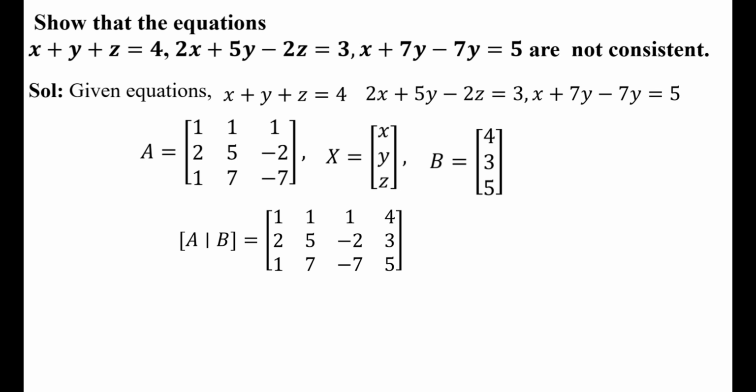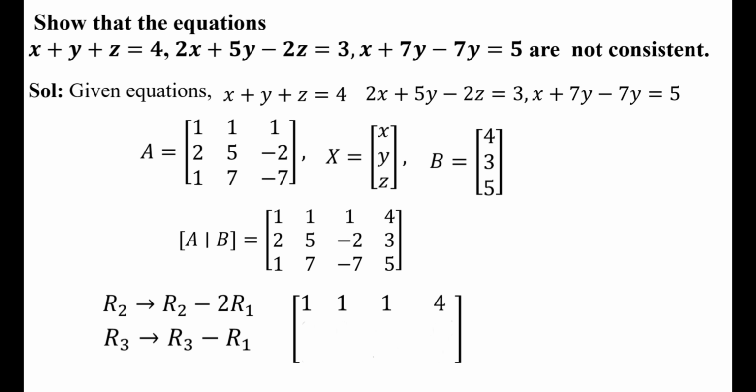Next, we'll use row operations to reduce this augmented matrix into echelon form. The first element is already 1, so we'll make the two elements below it 0 using the first row. That means the operations will change R2 as R2 minus 2R1 and R3 as R3 minus R1. So the first row remains as it is.